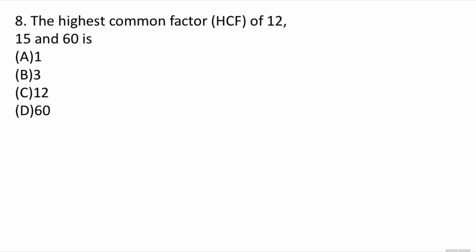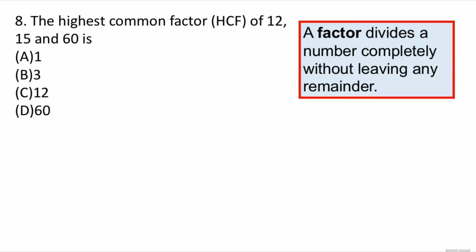So the highest common factor of 12, 15, and 60 is, let's recall what we mean by factor. So a factor, it divides a number completely without leaving any remainder. So again, we can eliminate some of the answers that we're given. We can agree that 12 will not work because 12 is not a factor of 15. We can also agree that 60 will not work because 60 is not a factor of 12 or 15. Which therefore means we're left between A and B to choose from. So 1 is a factor of any number, which therefore means we just need to test to see if 3 is the highest common factor of 12, 15, and 60.